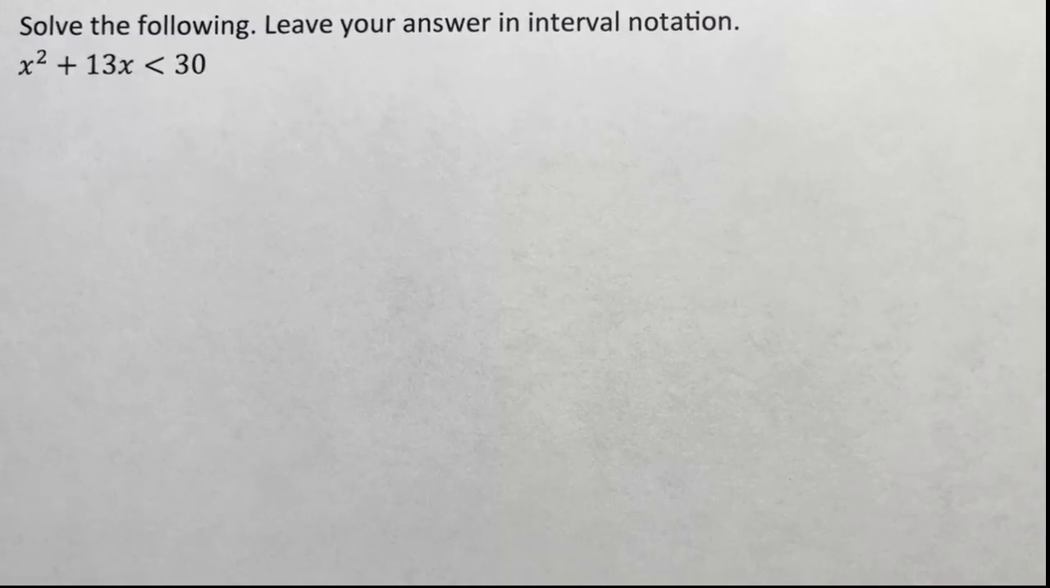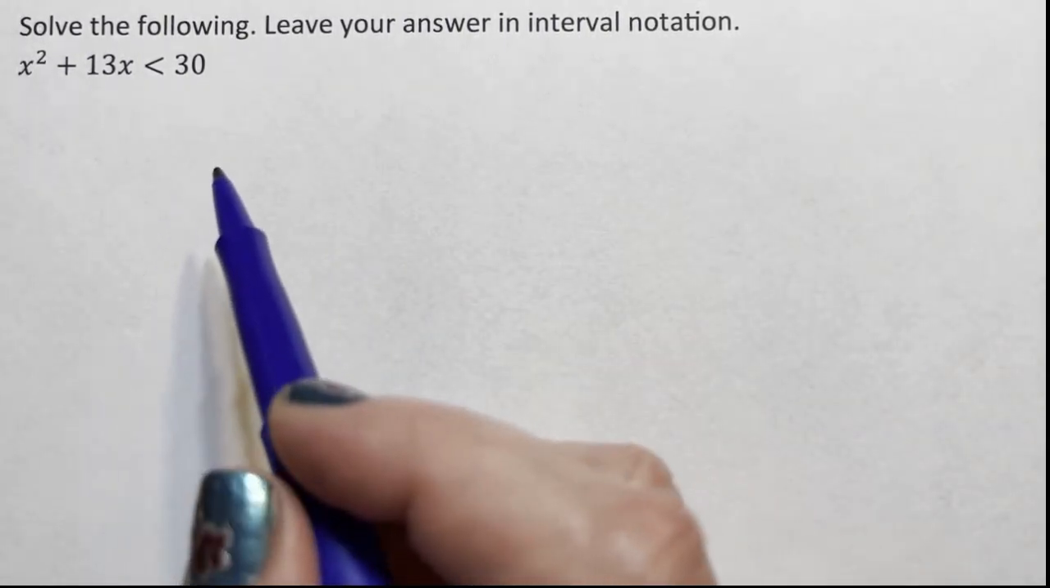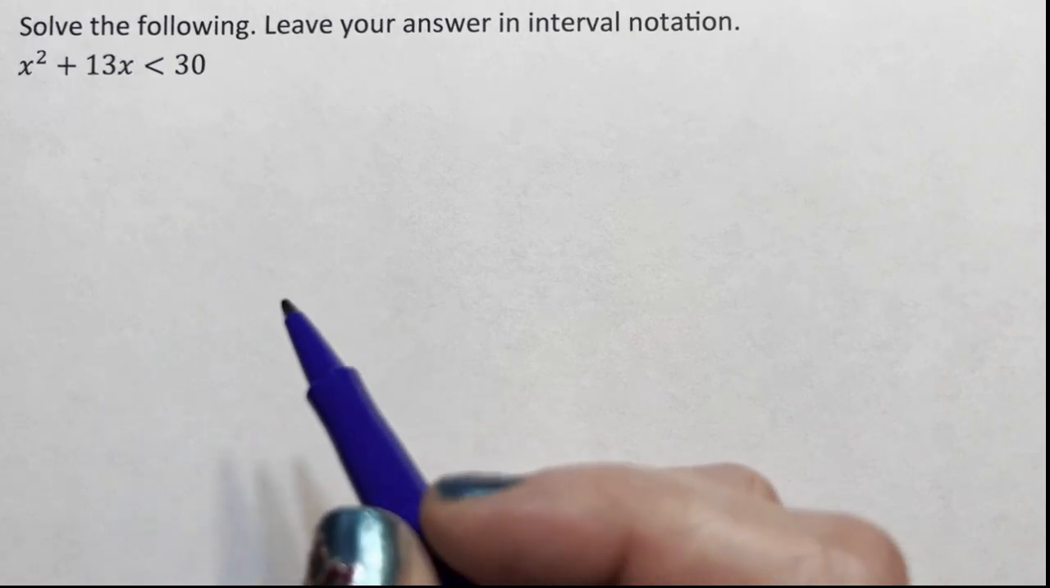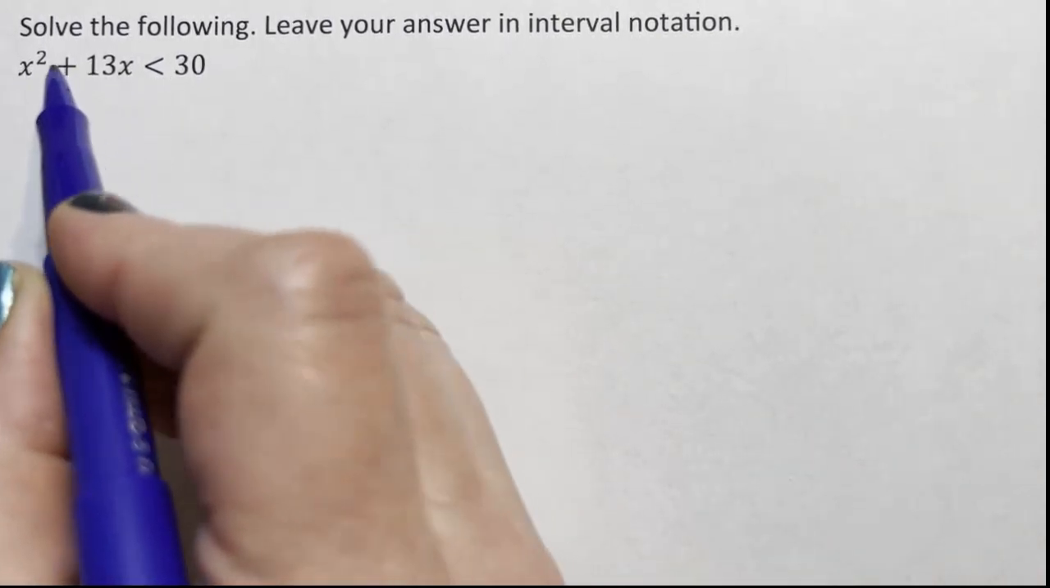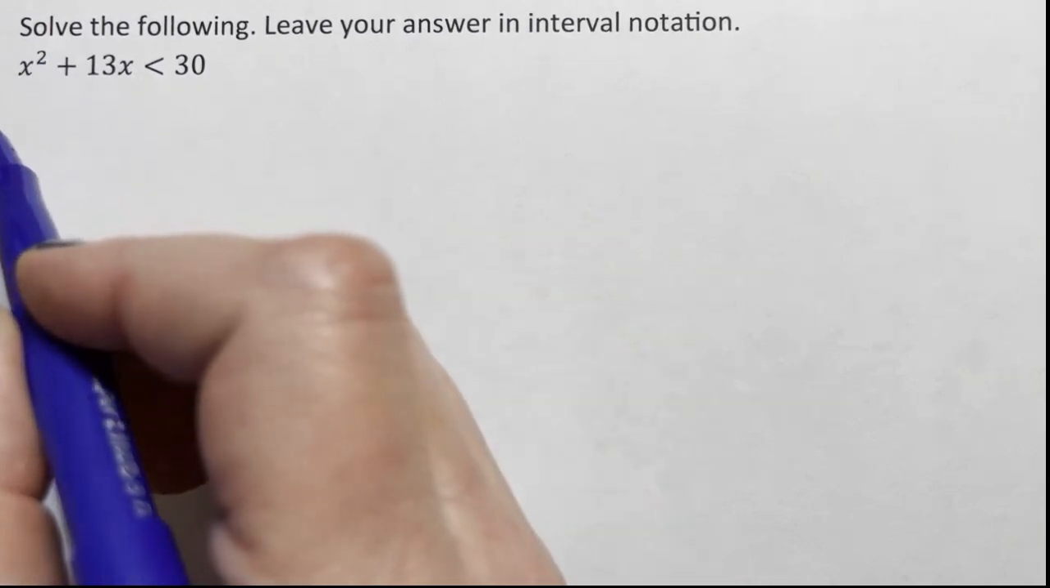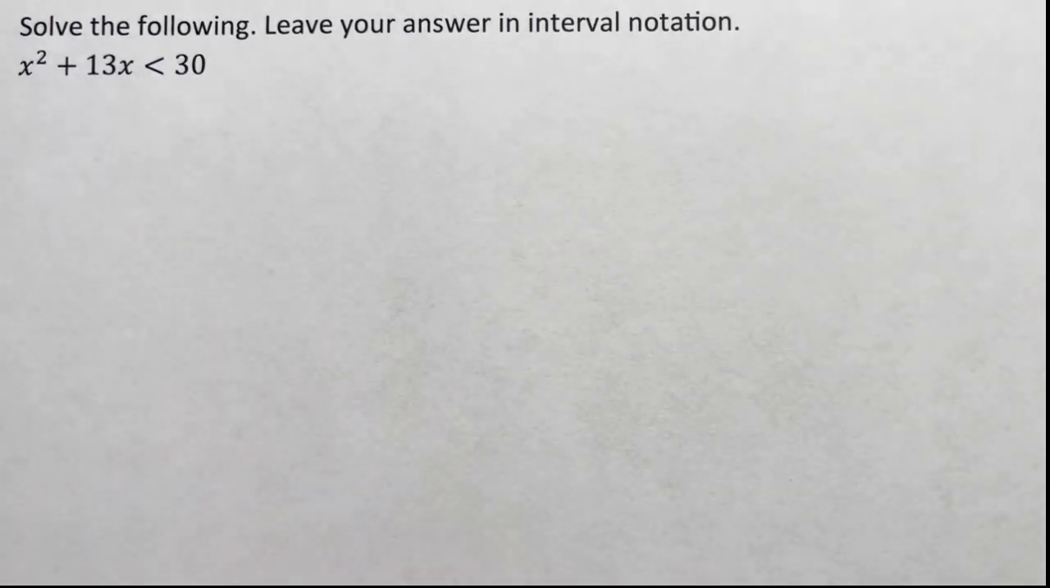Today I'm doing a series of videos on inequalities. It says solve the following, leave your answer in interval notation. So this is x squared plus 13x is less than 30. The squared means there's going to be two answers, and because there's two answers, this becomes a little bit interesting. So we're going to start a whole series of interesting answers.